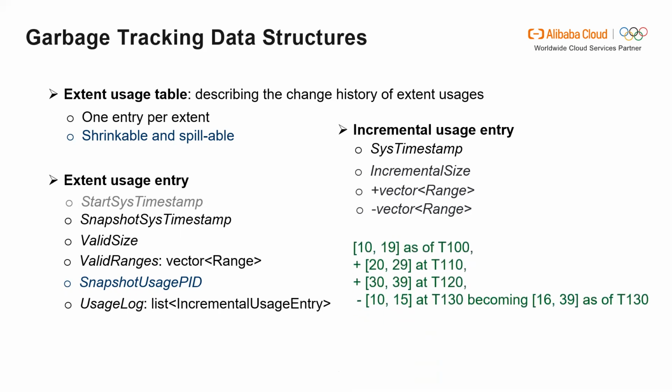When the change history is merged into the snapshot, the data structure for valid ranges can be shrunk. For example, at timestamp 100, the valid range is 10 to 19. After adding two ranges and removing one range, the final valid range becomes 16 to 39. In case the count of valid ranges in a snapshot is too large, the whole valid ranges can be written into storage. The storage location is indicated by the snapshot usage PID.